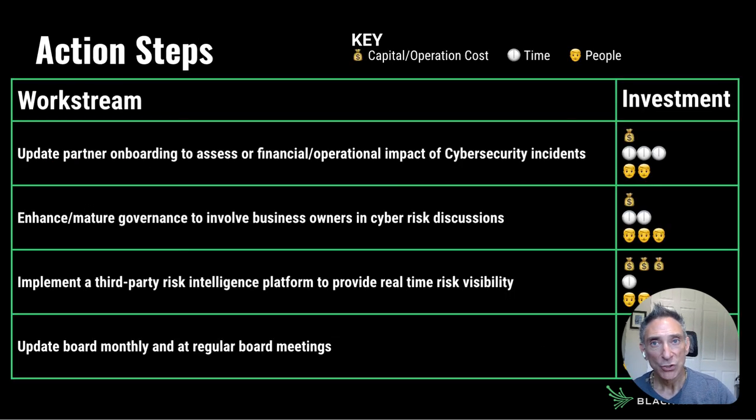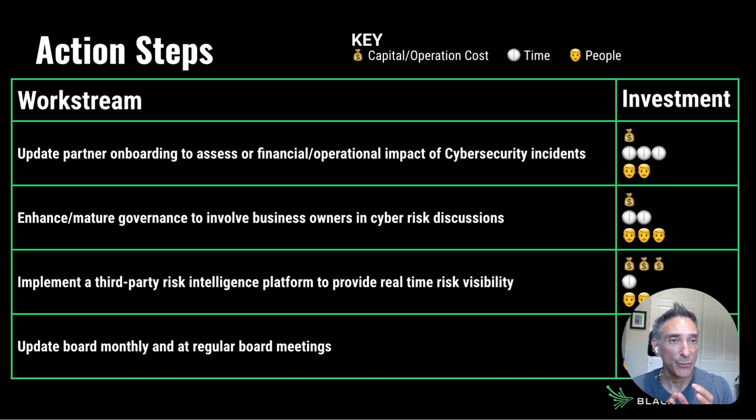Okay, terrific. So now let's talk a little bit about our action steps. First, I'd like to call your attention to the key at the top. We have assessed the investment according to 3 different criteria. So either capital or operational cost. So maybe that's buying a tool. Maybe it's engaging with a SaaS vendor that provides some cybersecurity capability for us. We have to be able to look at what the impact is. We may want to do this through a GRC platform, governance, risk management, and compliance.